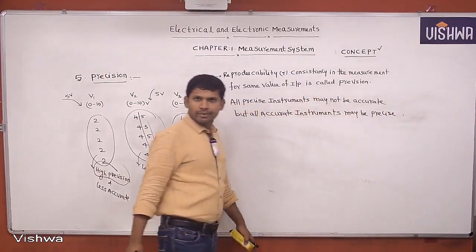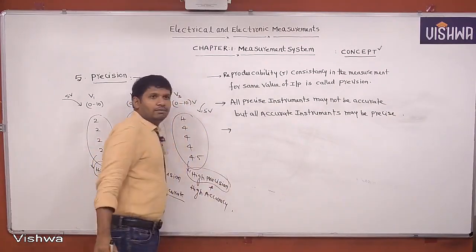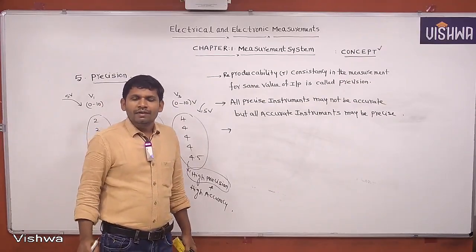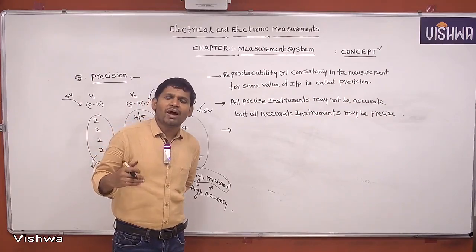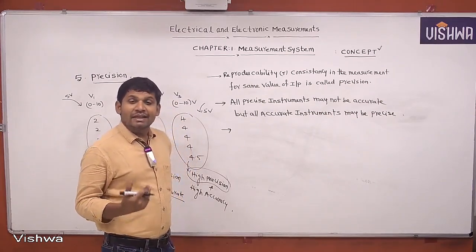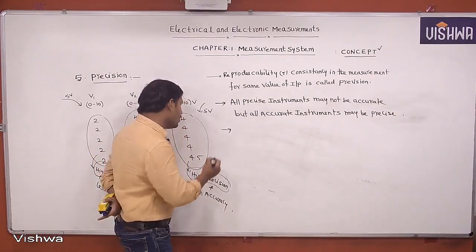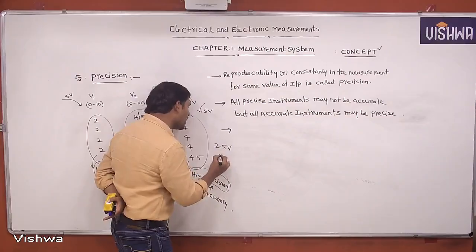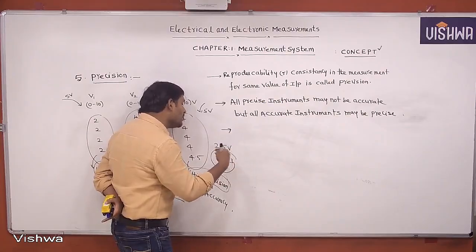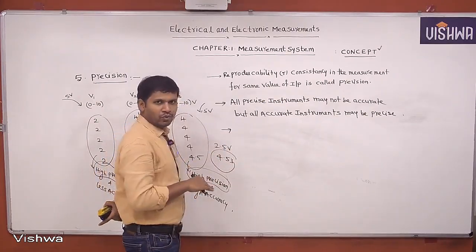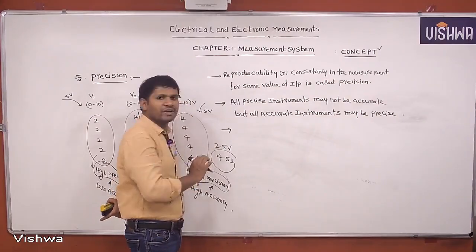That point to remember. One more point. In the measurement of any value, if that value has more significant figures, then that measured value will be more repeatable. For example, we are measuring 2.5 volts and 4.53 volts. This 4.53 volts may be more repeatable compared to 2.5 volts, because it has 3 significant figures while the other has 2 significant figures.